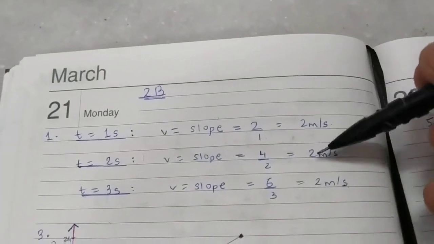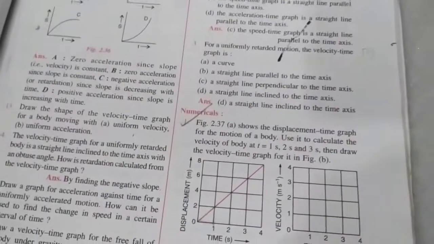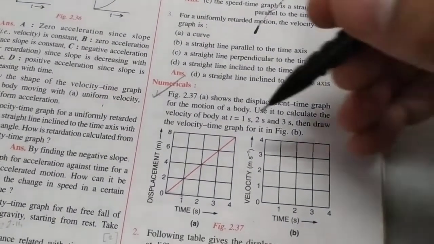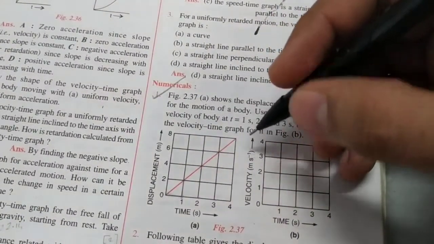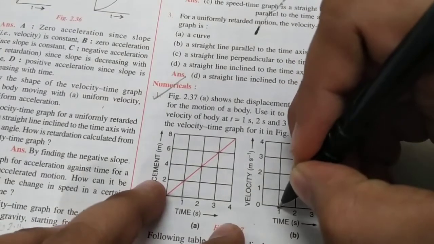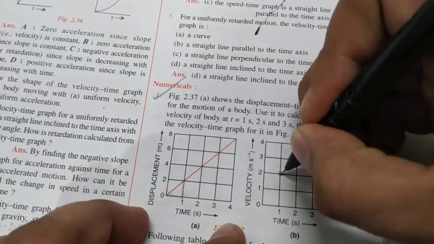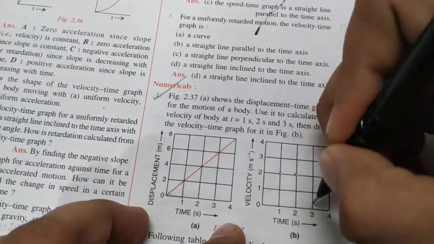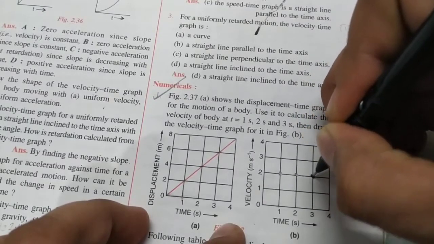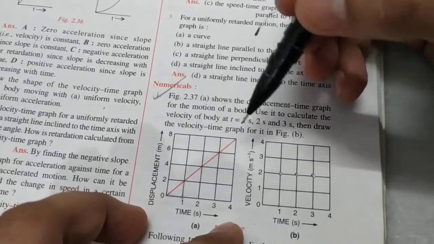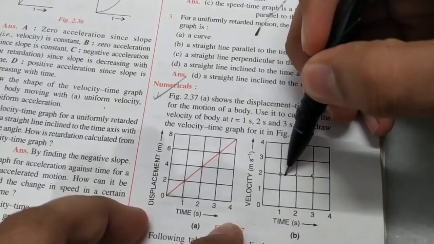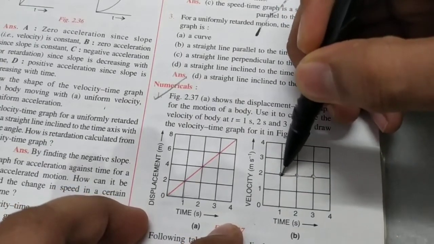Now if we plot these answers on the graph, since the graph is given, let's plot it here itself in the textbook, otherwise we would have to draw it in the answer sheet. So after 1 second, velocity was 2. After 2 seconds, it was 2. And after 3 seconds, it was 2. So join them with a ruler. That's your graph.